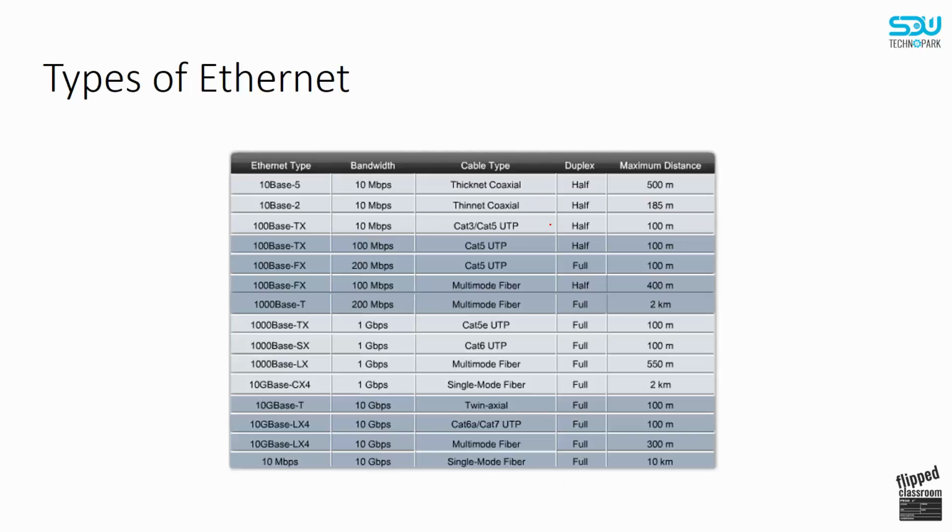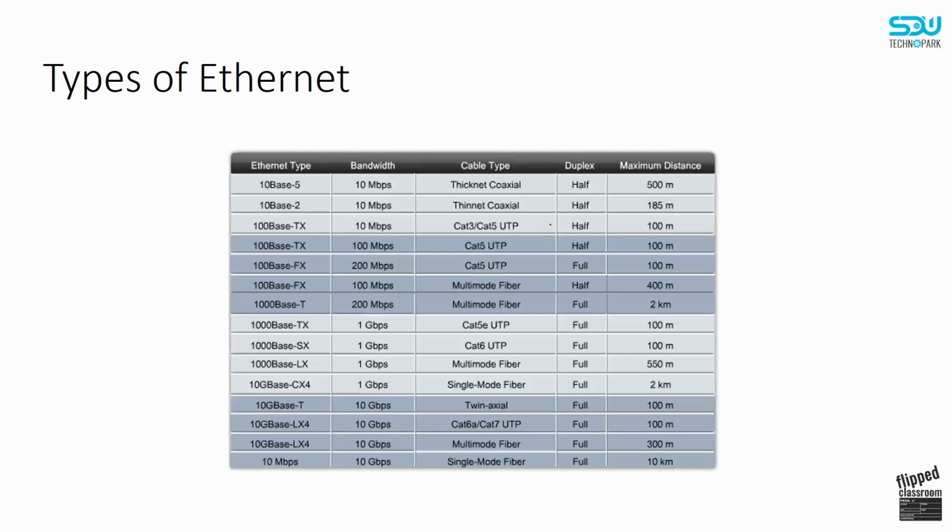If you take a look at the types of Ethernet, you may see here different types of cables, different maximum distances that the signal can travel without retransmitting, and you can find here different speeds.